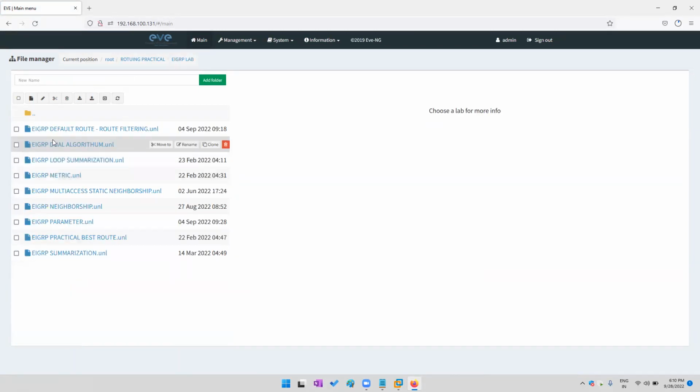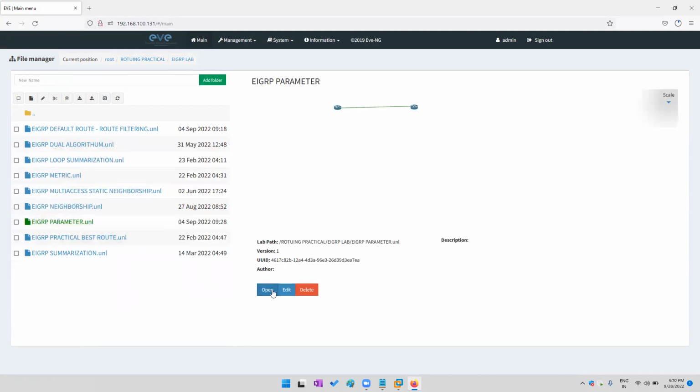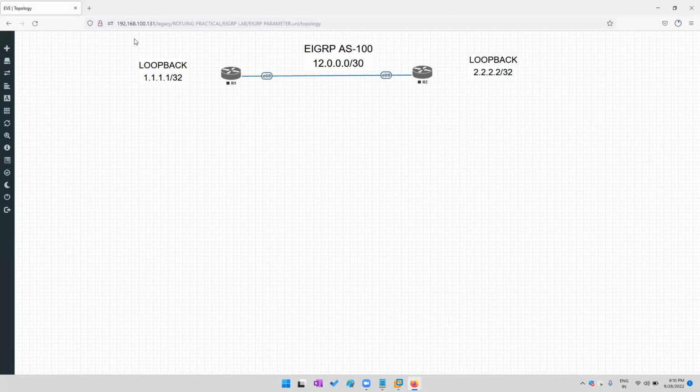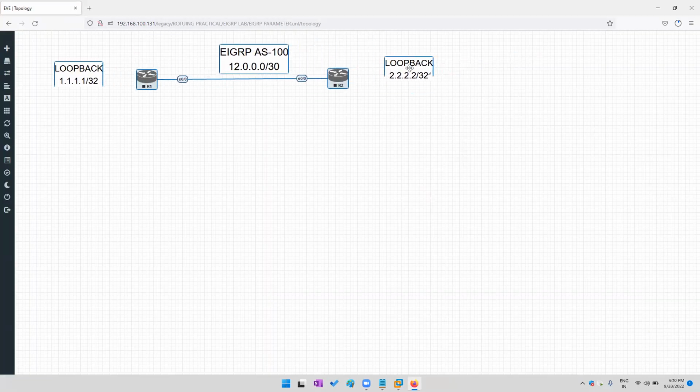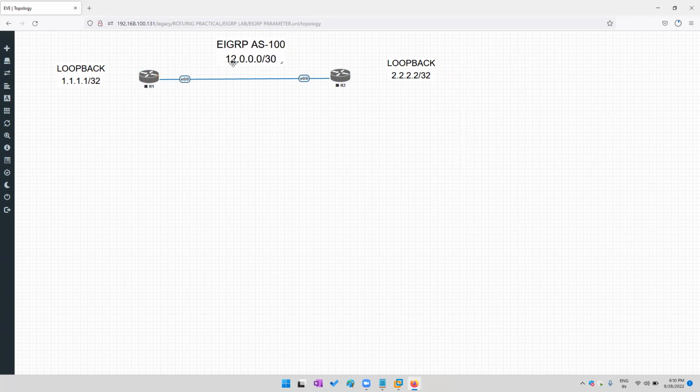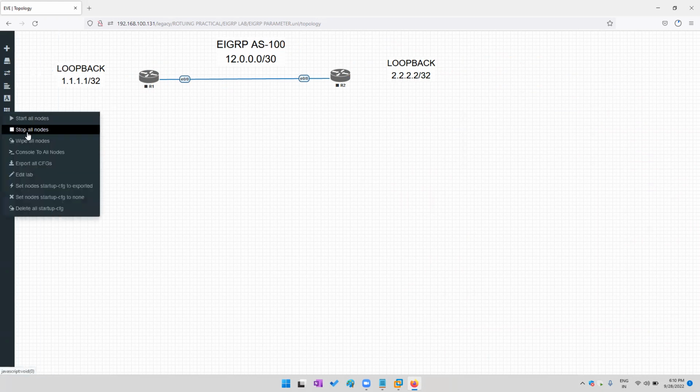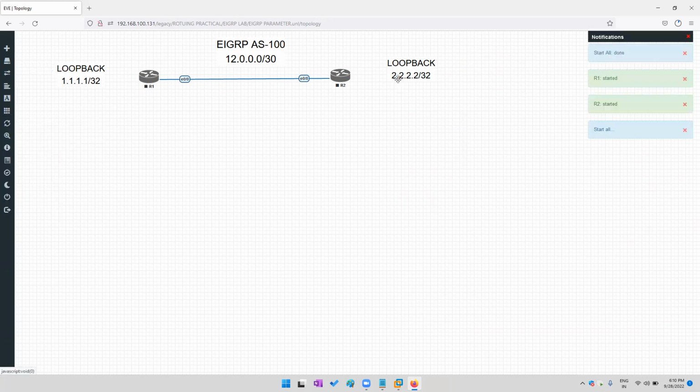So EIGRP, and we need to discuss this one. Now verify. Right now, how many devices are we getting? Two devices, R1 and R2, with a 12.0.0 network on one side, and on the LAN side we are getting some loopbacks. In between the two routers we are running AS 100, so the same AS on both routers; we call them internal devices. Okay, just start both devices. How to enable EIGRP we discussed, and why we use EIGRP we also discussed.